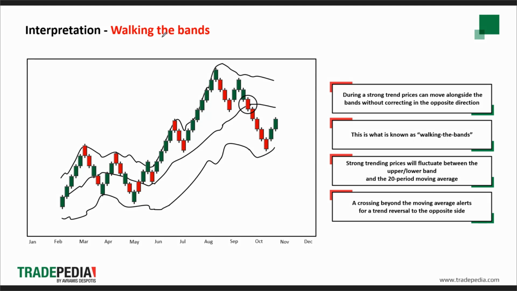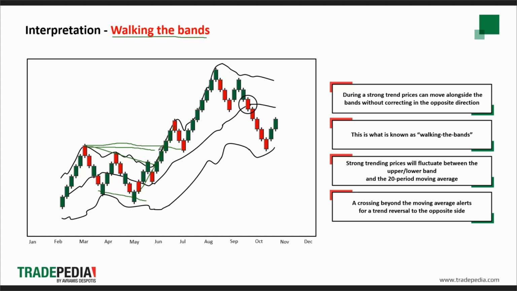Okay, next on this slide we have the so-called jargon for bullish trend continuation. So we call this walking the bands. It simply means that when the price action broke out from this Bollinger Band, it will follow the upper Bollinger trend line.